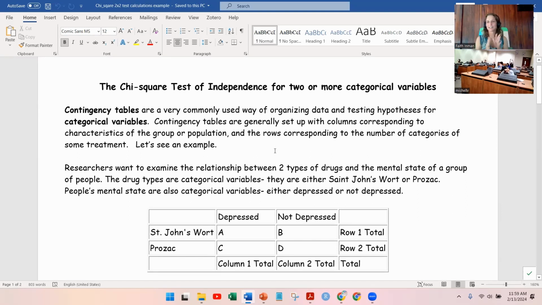If you want to download this and follow along with me, I put it in resources, and I also put it in your homework assignment. This is the chi-square 2x2 test calculation examples, and it gives you an example of how to do all the calculations for the chi-square 2x2 test, with the example of looking at the effects of St. John's wort versus Prozac on being depressed versus not depressed.